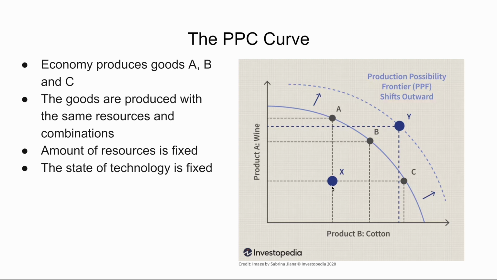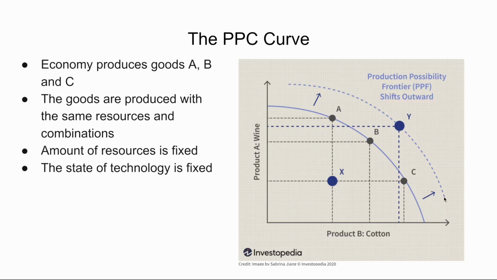But as you can see here, we have point x here. Point x, can you guess why point x is actually not on the line or not on the curve? It's because we're not maximizing the resources. If we're not maximizing resources, we're under allocating resources for this product. Therefore, since resources are not maximized, it is not on the curve.